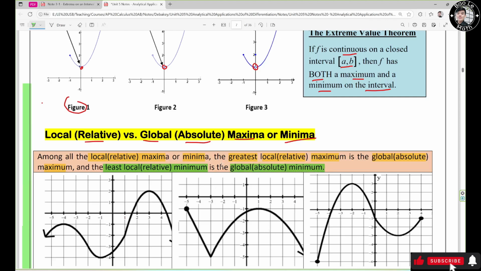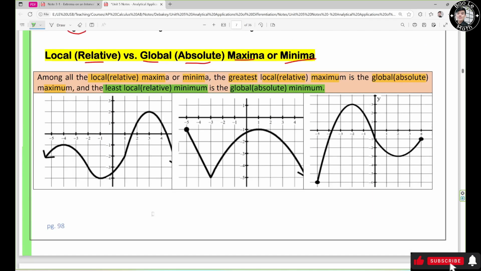You learned this one in AB pre-calculus. So we look at the following pictures right here. This one has a local max of -1 at x equals -4 and a local max of 2 when x equals 3. This one also has a local min of -4 at x equals -1.